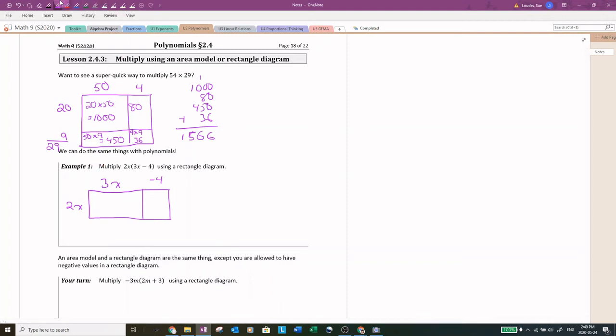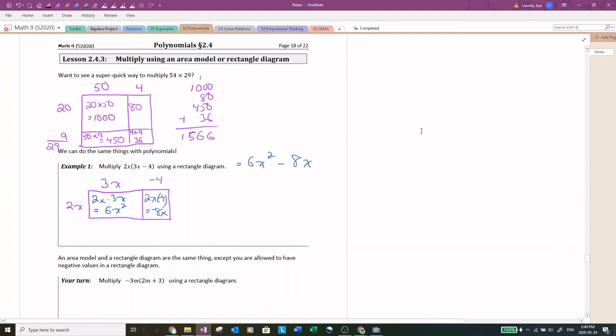All right, so in this box, I get 2x times 3x, which if you've done all the practice work, should be pretty straightforward. That's 6x squared. And 2x times negative 4 equals negative 8x. So my answer is 6x squared minus 8x.